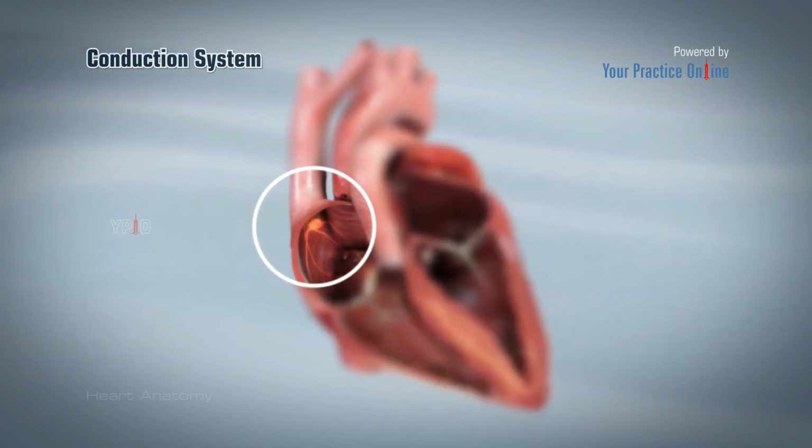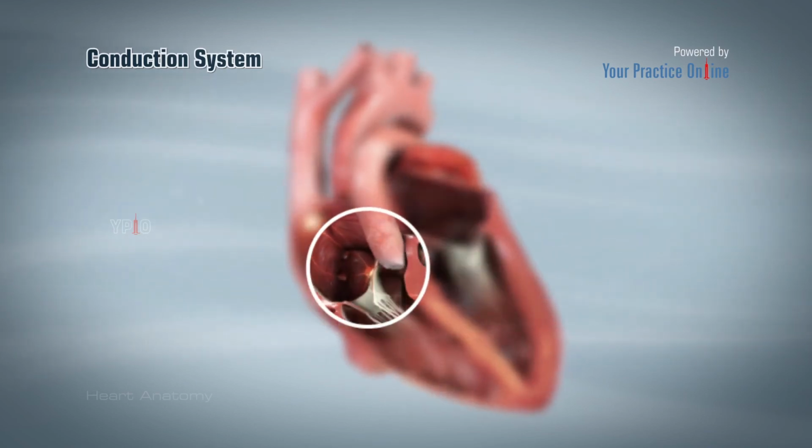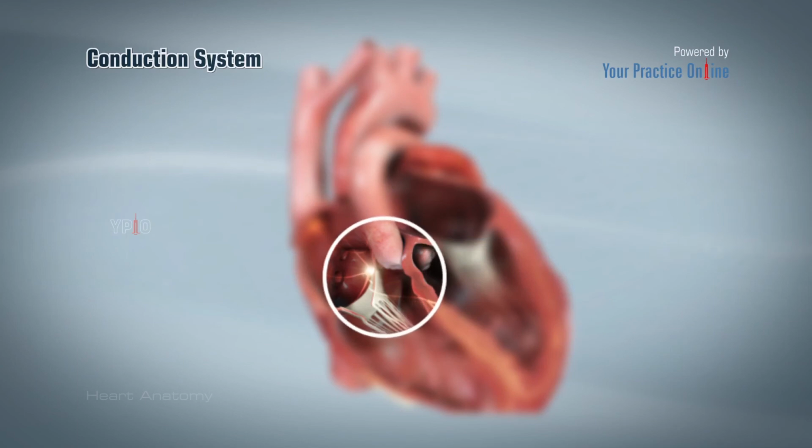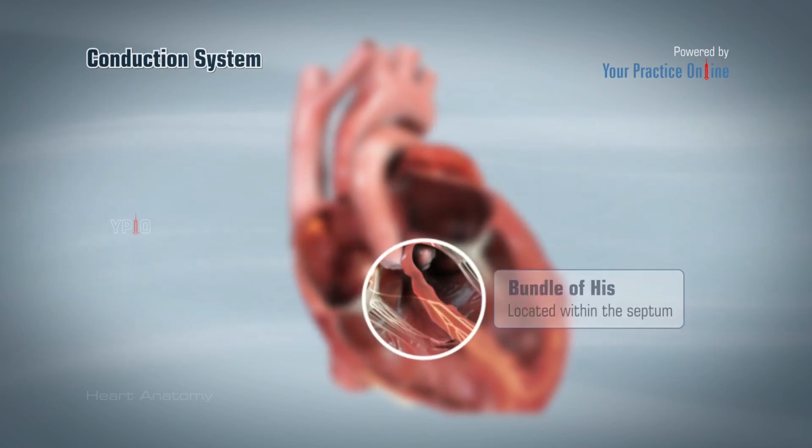The signal then passes to the atrioventricular AV node. Atrioventricular AV node, located between the atria and ventricles. The AV node checks the signal and sends it to the conduction pathways, bundle of His, to provide electrical stimulus to the ventricles.